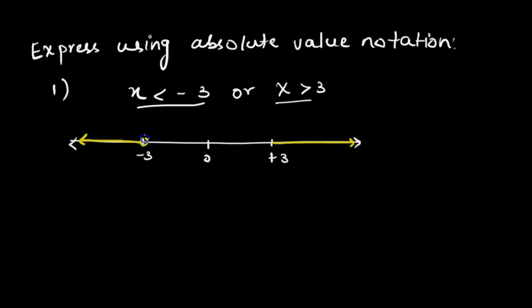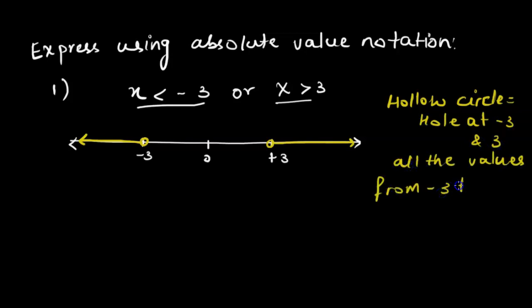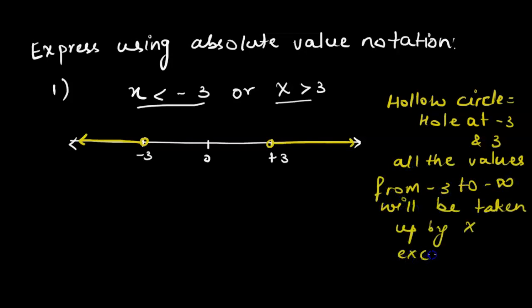So we would represent it as a hollow circle. This hollow circle means there is a hole at -3 and 3, which means all the values from -3 to negative infinity will be taken up by x except -3. So that means the values will start at -3.00001 excluding -3 itself. Similarly, on the right side, all the values from +3 to positive infinity will be taken up by x except +3 itself.